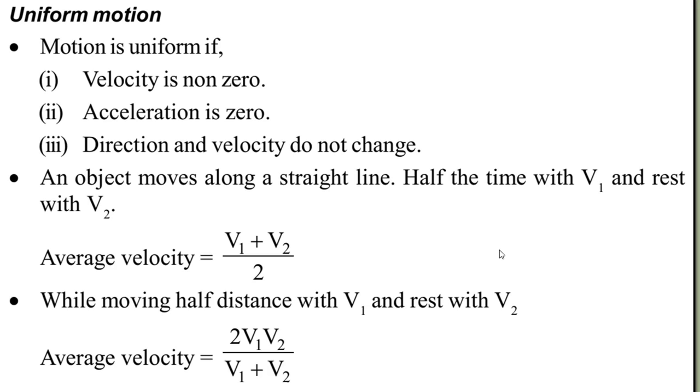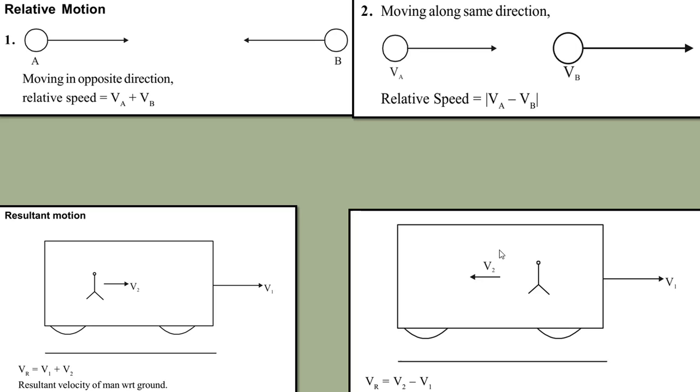An object moves along a straight line half the time with v1 and the rest with v2. The average velocity is equal to v1 plus v2 divided by 2. While moving half the distance with v1 and the rest with v2, the average velocity is equal to 2 v1 v2 divided by v1 plus v2. Then relative motion. A and B moving in opposite directions: relative speed is equal to VA plus VB. Second, moving in the same direction: relative speed is equal to the magnitude of VA minus VB.